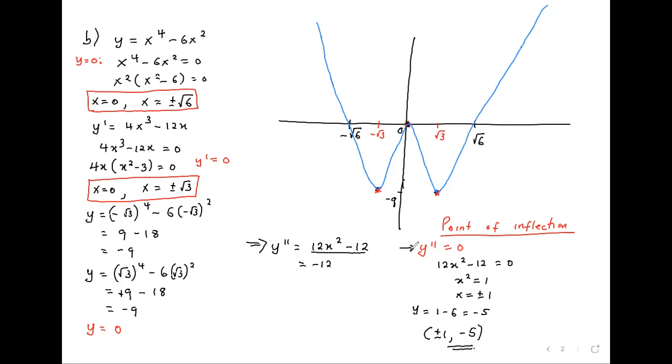Now let's do this so that we make it detailed so that Janet also can catch up. We want to sketch y is equal to x power 5 minus 5x power 4. So step 1, solve for x-intercepts.